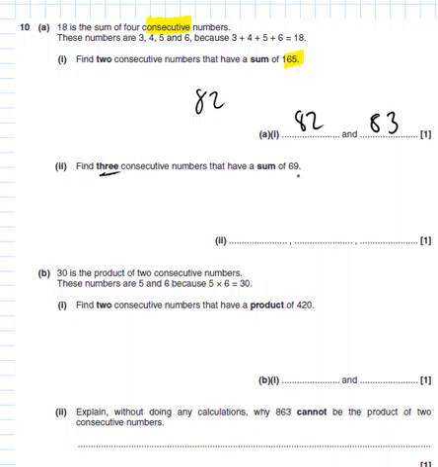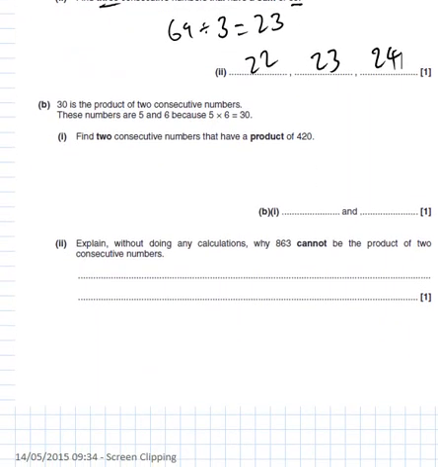Three consecutive numbers that equal a sum of 69. So if you divided it by 3, then that would give you 23. So if you went 22, 23 and 24, it'll add up perfectly. 30 is the product of two consecutive numbers: 6 and 5, product means times.